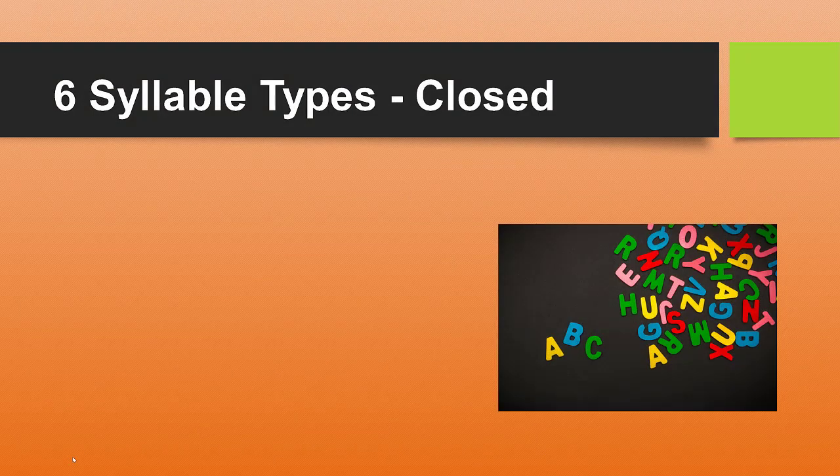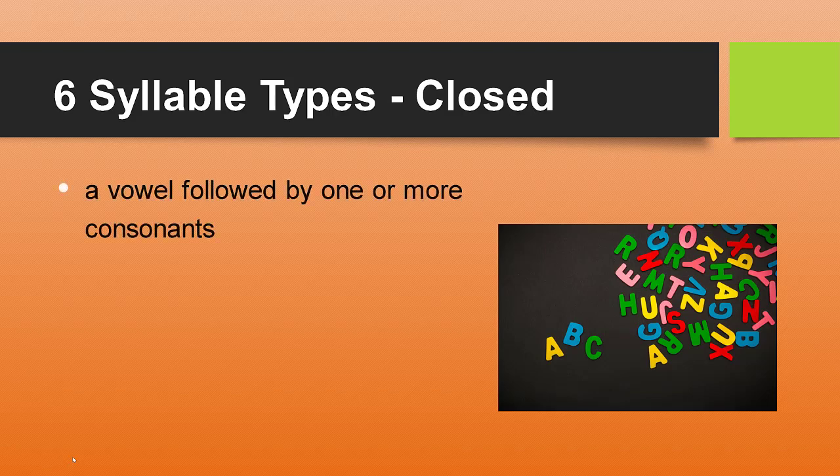So the first syllable type that we're going to explore is a closed syllable. And a closed syllable is a vowel followed by 1 or more consonants. So for example, cat. The vowel sound is always short. Notice when I said cat, that the A makes the short A sound of A.